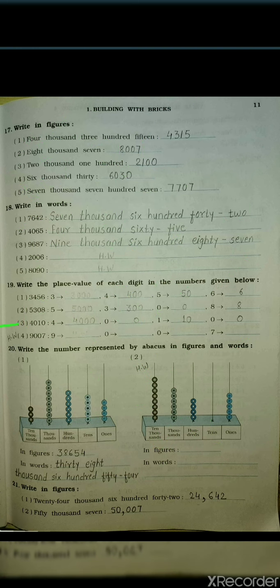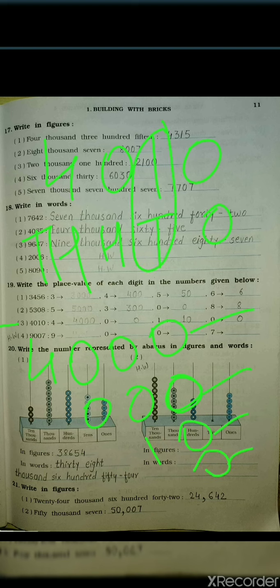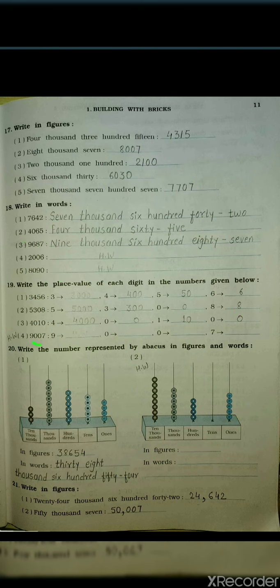Let's see the next question, that is 4010. So again this is a ones place, tens place, 100 and 1000. Okay, so 4000, 0 we can write it as 10 or you can write it as 3 zeros. Then 10 because it is on tens place, and 0. So these are the place value digits. The next question 9007 is in your homework, you need to do it by yourself.